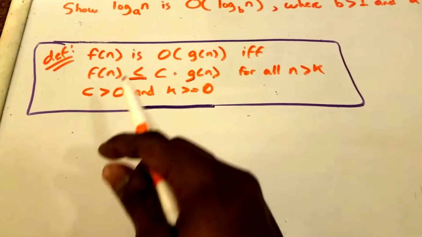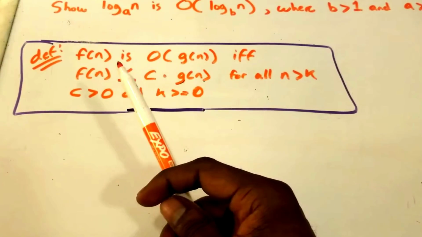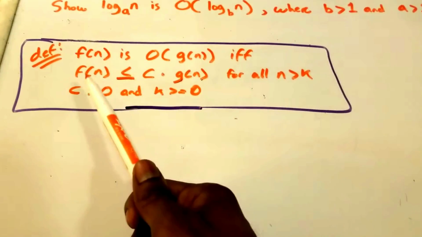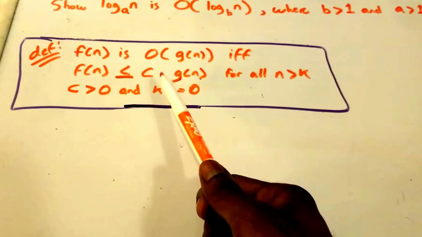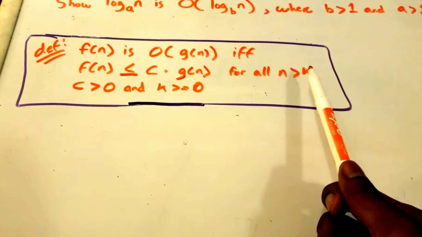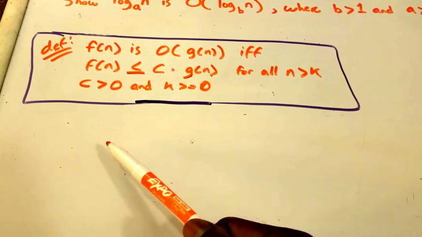All right, so here in the purple rectangle, we have the definition of big O, and it says f of n is big O of g of n if and only if f of n is less than or equal to some constant c times g of n for all values of n greater than k, where c is greater than 0 and k is greater than or equal to 0.